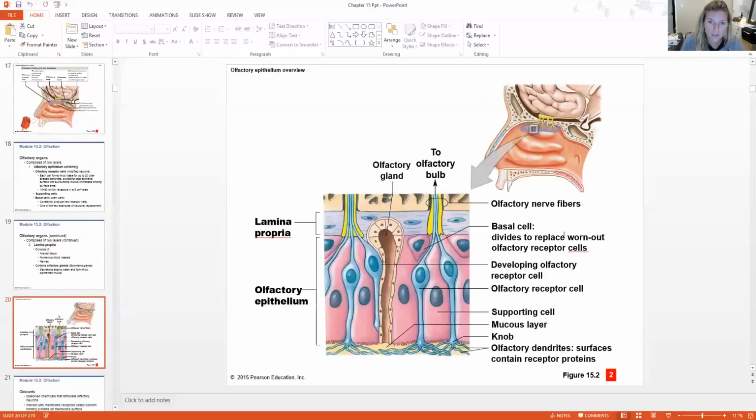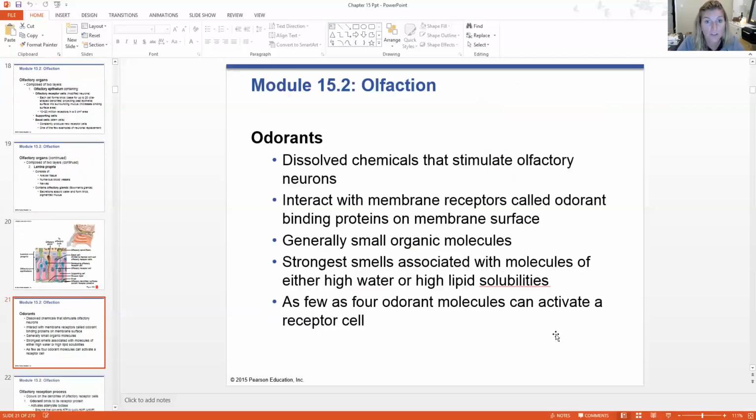There you see them. Here's the gland embedded in that epithelium, the lamina propria, areolar connective tissue, and of course our olfactory epithelium with the olfactory dendrites being held in place by that mucus. Odorants are dissolved chemicals that stimulate those olfactory neurons.